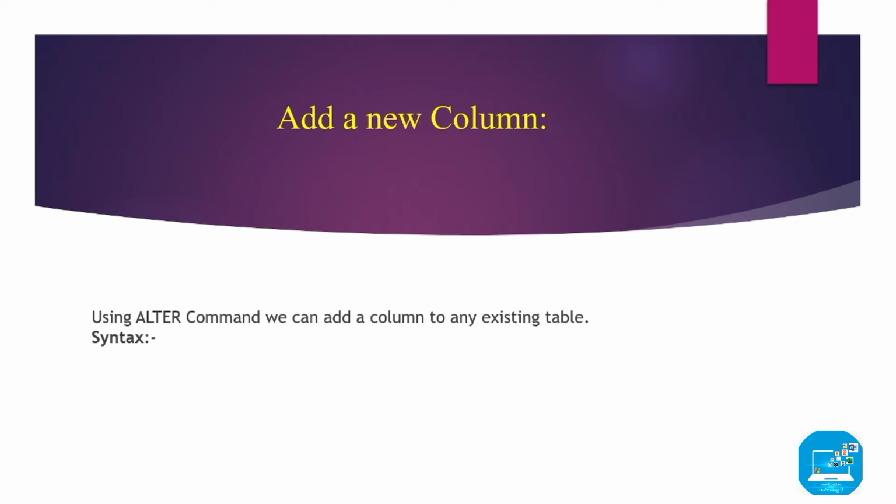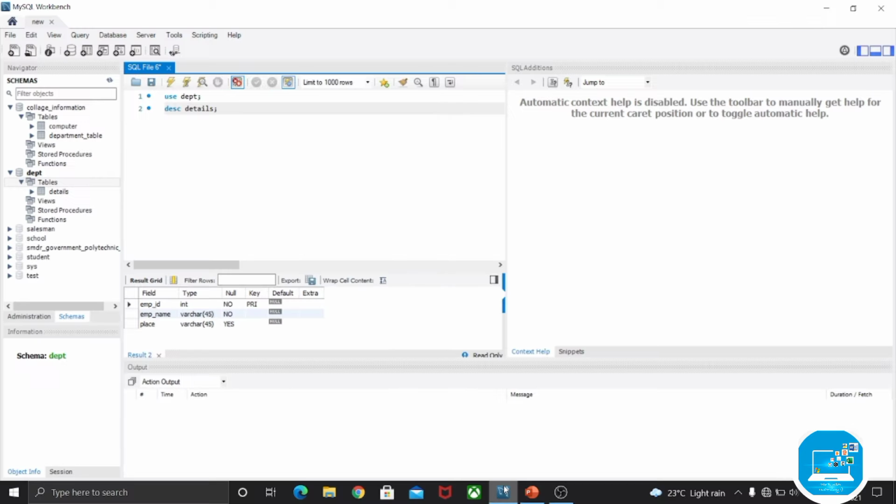Number one, add a column. Using the alter command, we can add a column to any existing table using this syntax: alter table, table name, add, column name and data type. Now let's do it practically. Here I already created a table called details, and the column names are employee ID, EMP name and place. And I want to add one new column as phone number. So using this alter command, we add one extra column to this table.